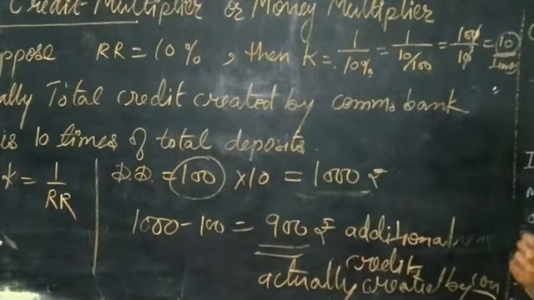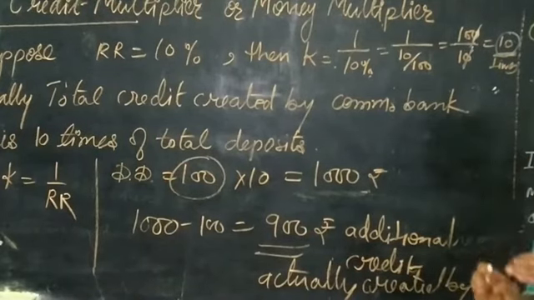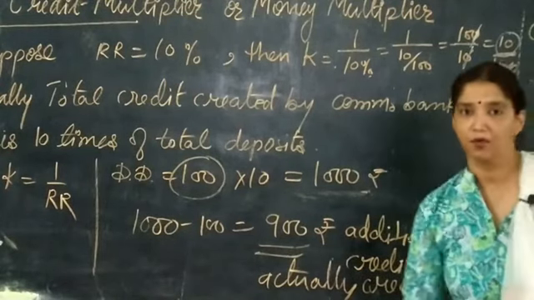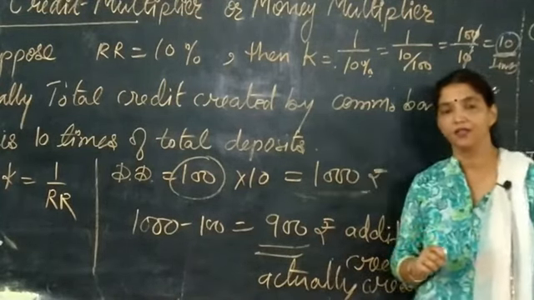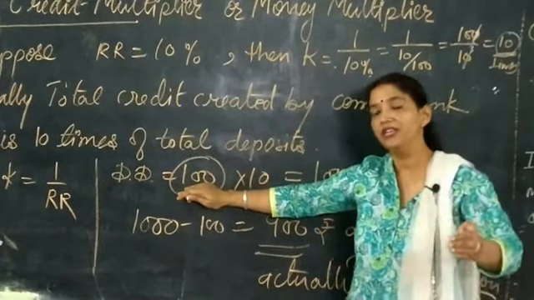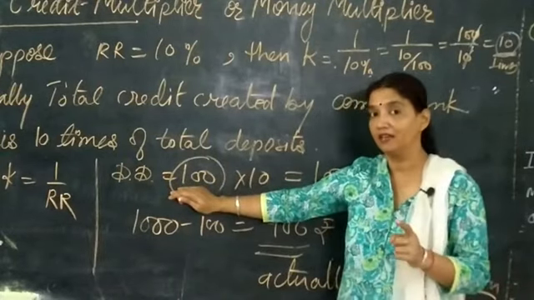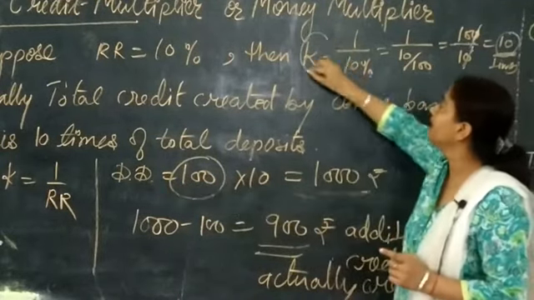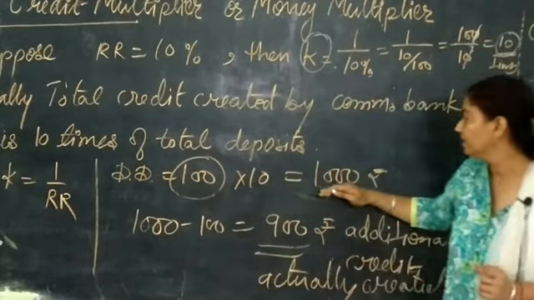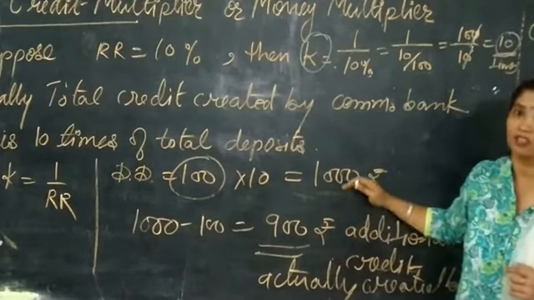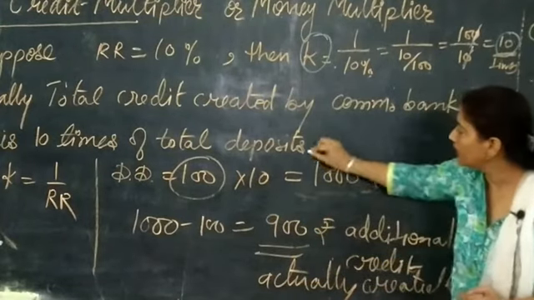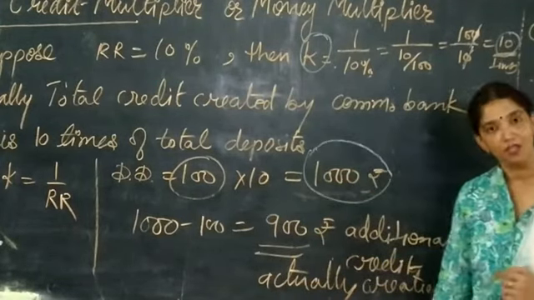It denotes that the total credit which is created by a commercial bank legally is 10 times the total deposits with that bank. Suppose that the bank initially has 100 rupees as demand deposits. Then, by the credit multiplier, these initial demand deposits become 1000 rupees. This is the total credit which is created by the commercial bank.